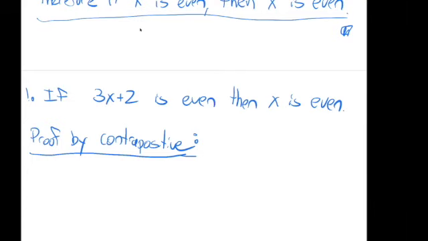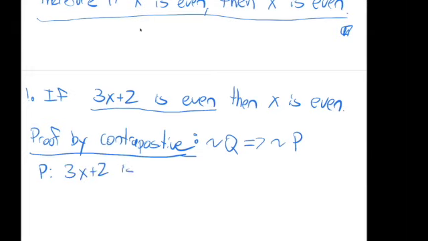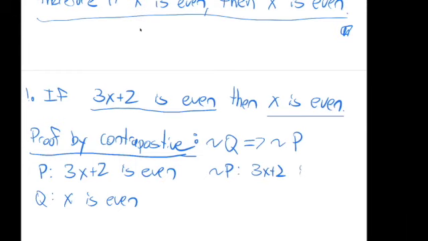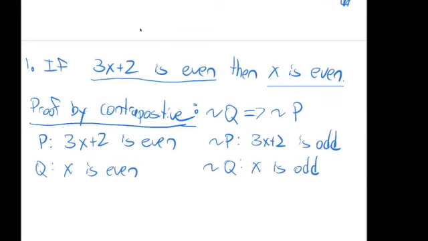For proof by contrapositive, P becomes x is odd and Q becomes 3x plus 2 is odd. Let me just clarify: technically P would be the original hypothesis, and we would call Q the original conclusion. So not P is 3x plus 2 is odd, and not Q is x is odd. You were saying this is the hypothesis and then not P is the conclusion. This you don't necessarily need to show, but you might want to map it out if you get stuck getting going. Okay, sorry, Stephanie, back to you.